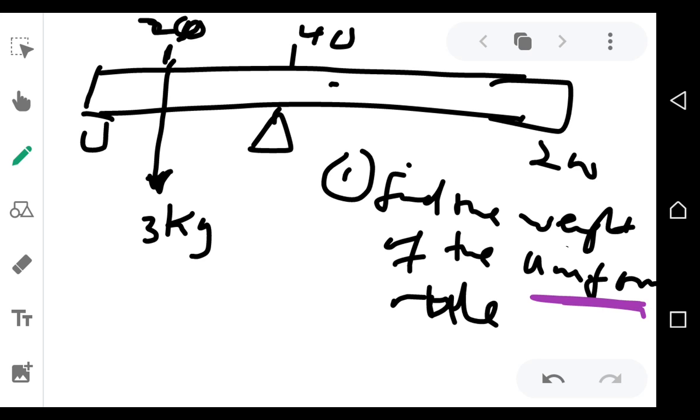So you remember what I said? I said the weight of the rule acts at halfway. So the weight of the rule here will act at X. We do not know the weight, but it's acting at half of the distance. What's the total distance? 200. So it's acting at 100 here.